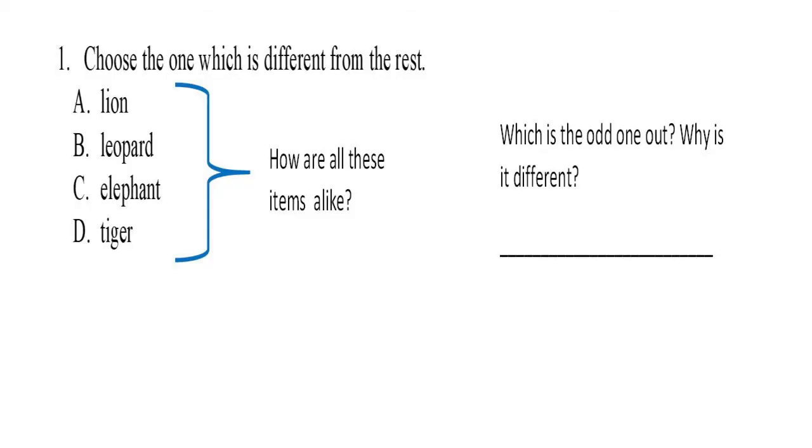Let us look at another question. It asks, choose the one which is different from the rest. Here are the options. A, lion, B, leopard, C, elephant, or D, tiger. Here are the questions again. How are all these items related? And which is the odd one out? Also, you may want to ask yourself, why is it different?